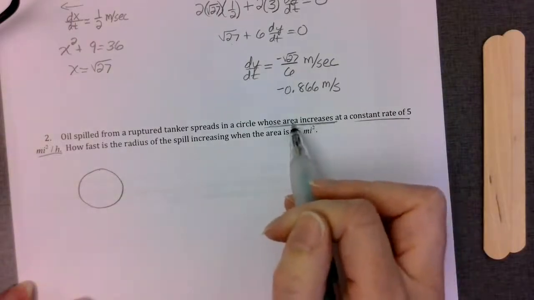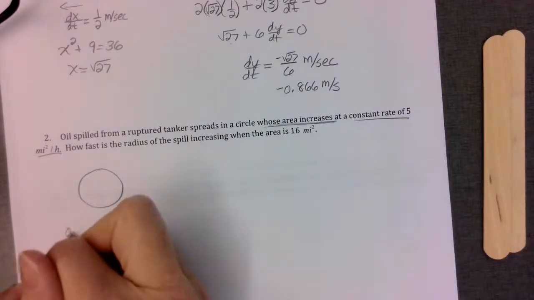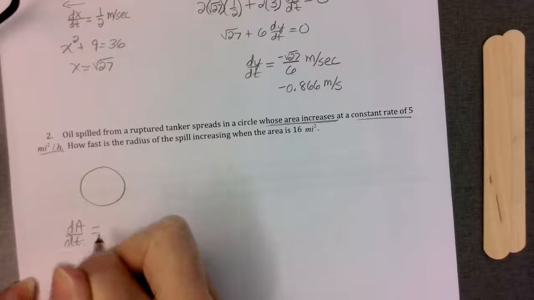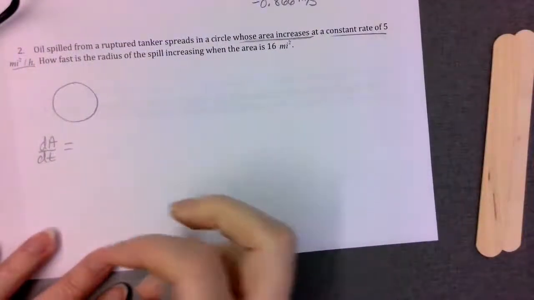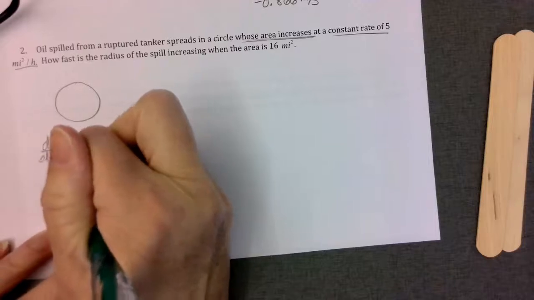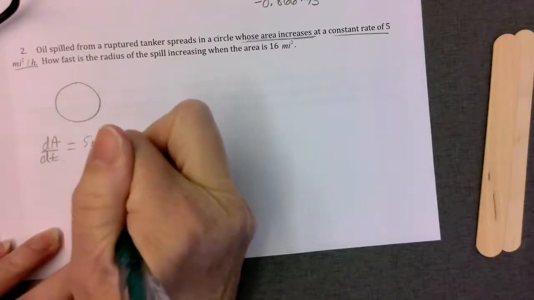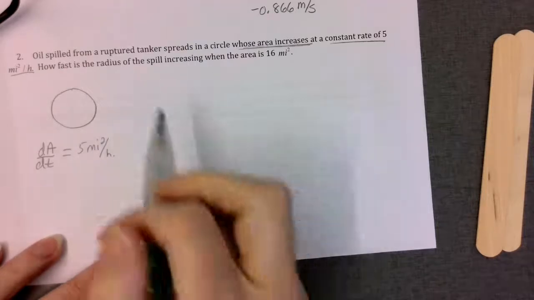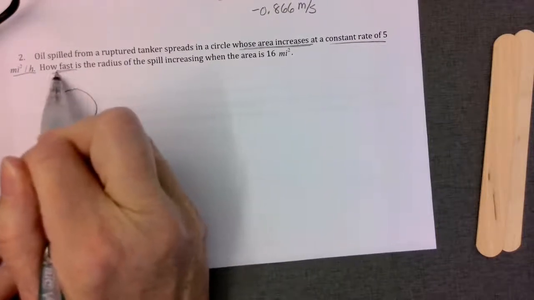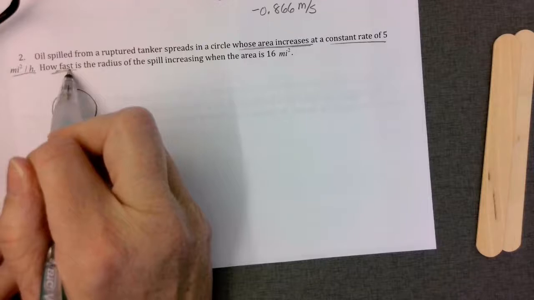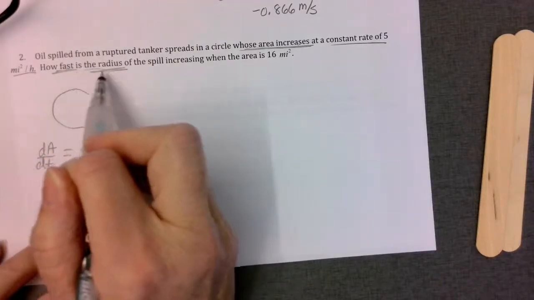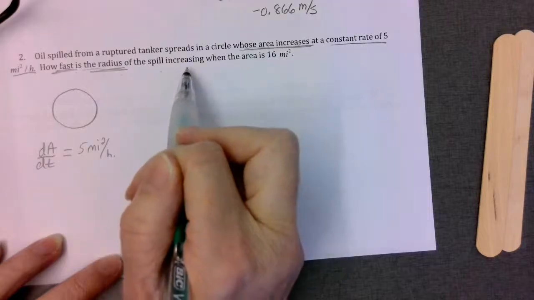Since it's talking about area increasing, well then I know that there's a change in area with respect to time. That's dA/dt. And that equals 5 square miles per hour. How fast? Okay, that's a rate. When you see wording like that, I'm looking for a rate. The rate of who? It talks about the radius. So how fast is the radius increasing?